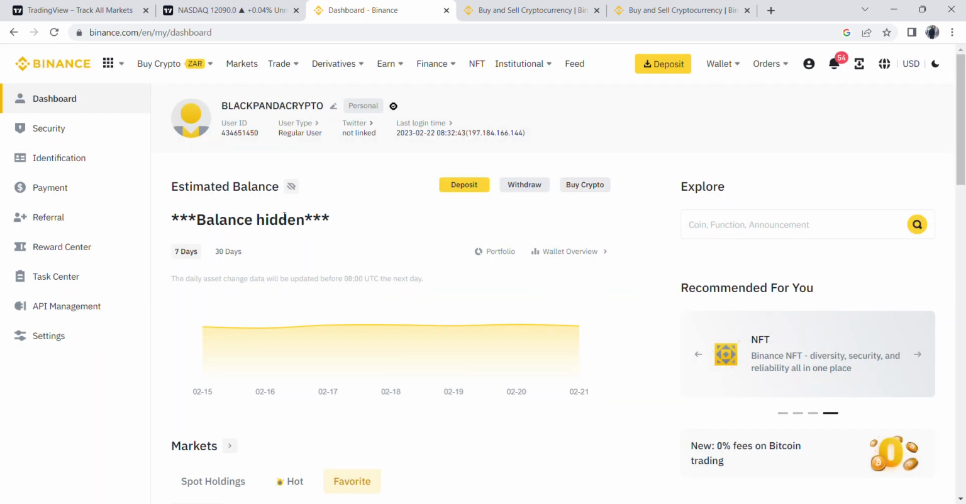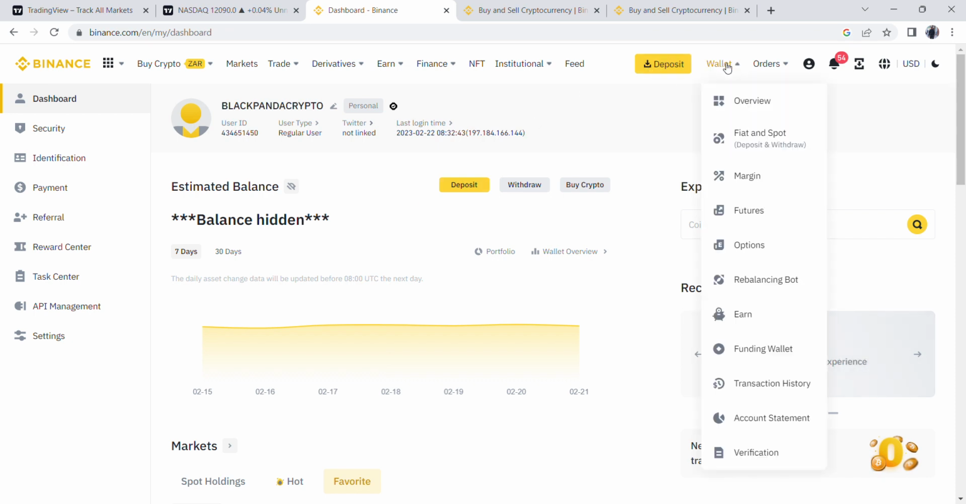As you can see, there's a lot happening here. I'm still on the dashboard and there's still a lot to come. With your wallets, you've got your overview, which is your spot trading and your fiat, everything, your margin, your futures, your options, everything.